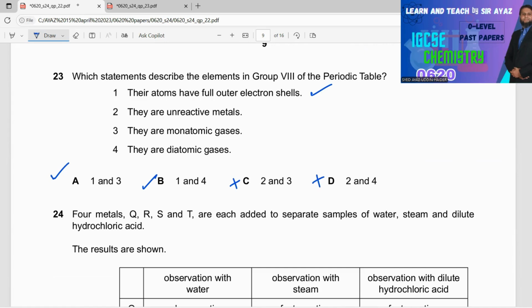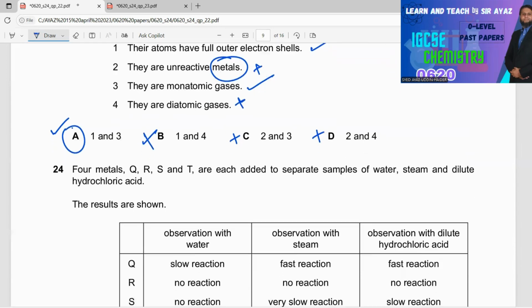Number 2, they are unreactive metals. They are not metals. Remember, they are not metals. They do not react, but they are not metals. Number 3, they are monatomic gases. This statement is correct. So A must be the right answer in this case. For your convenience, I'm reading the last statement. They are diatomic gases. This is incorrect. So A is the right choice for MCQ number 23.